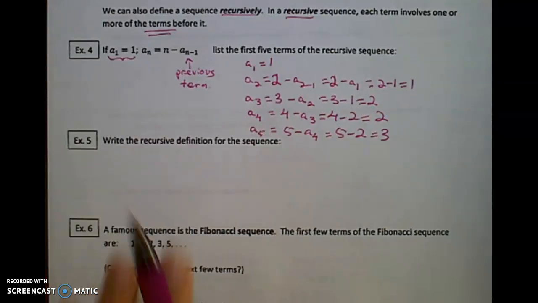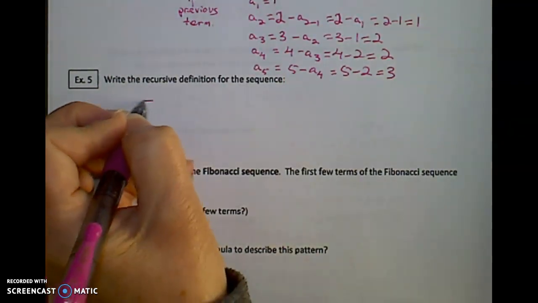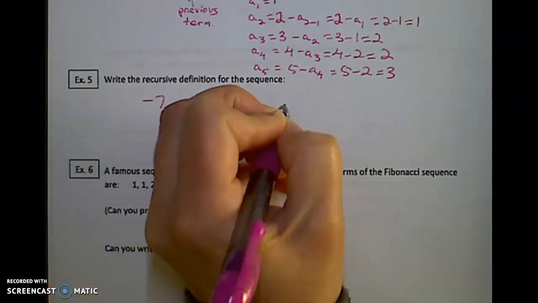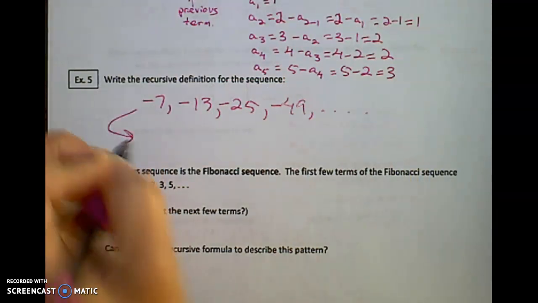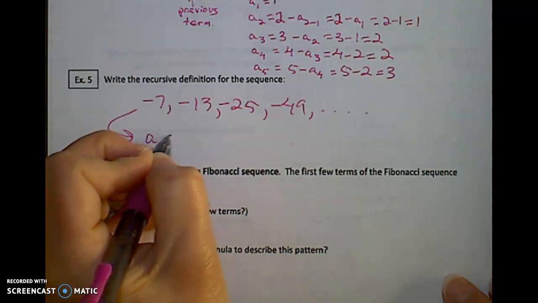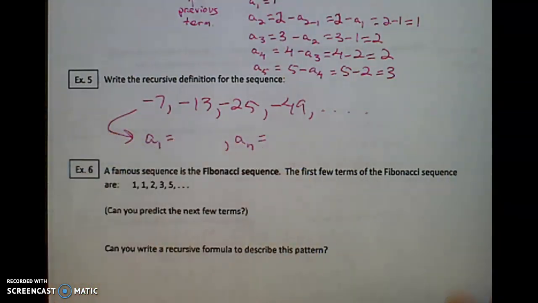Here's one to try. Recursive uses a previous term in its definition. So here's the sequence of numbers: -7, -13, -25, -49, and that pattern continues. Could you write a recursive definition for that sequence? Recursive means tell us where to start, and then all other terms are defined in terms of a previous term. I'll pause and see if you can find that pattern.